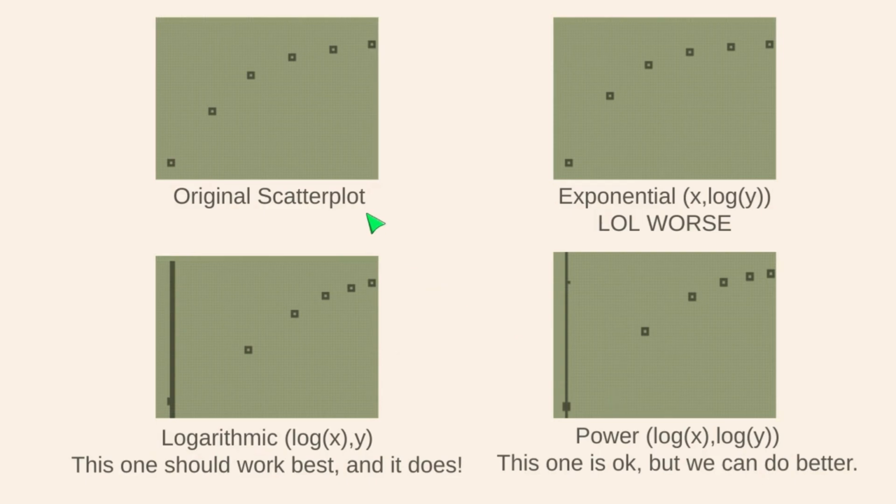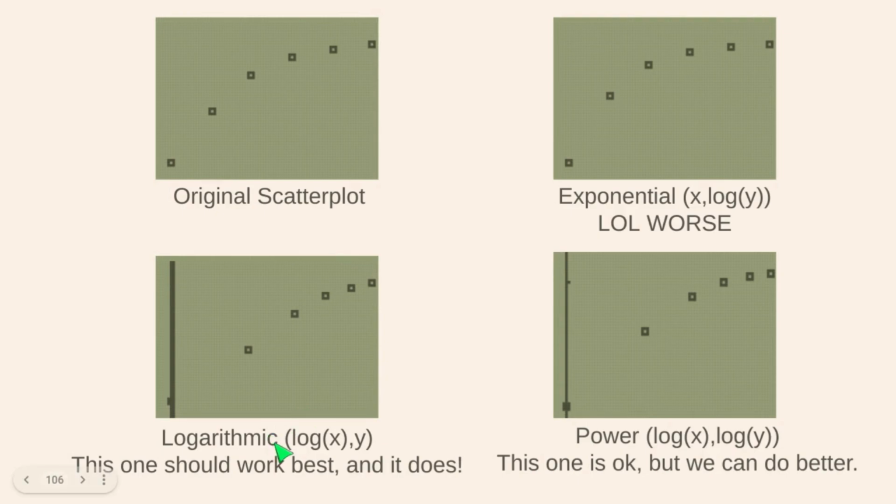So here's the original scatter plot. If I were to apply the exponential, where we log the y values, well, we just make things worse, all right? Why? Because these data seem to follow a logarithmic pattern, not an exponential pattern. So if we take a logarithmic pattern and further logarithm the y values, we're just going to exaggerate the problem, which is exactly what happened.